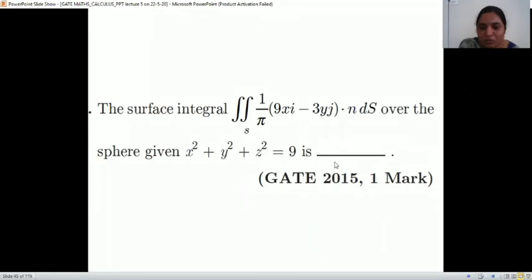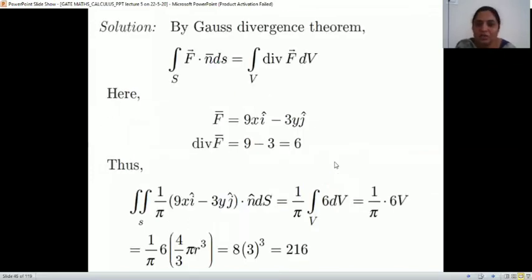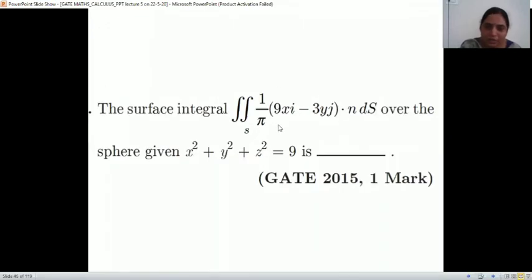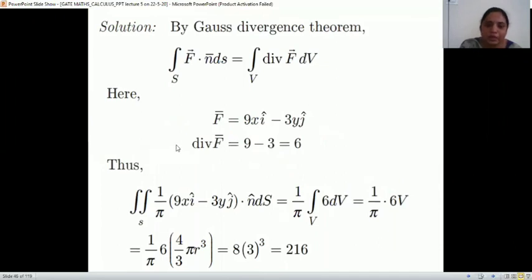We know the volume of a sphere, so we have to connect double integration with triple integration by using Gauss divergence theorem. We know the surface integral, double integral f bar dot n cap ds is triple integration del dot f bar dv, right? So we have f bar, consider this as f bar, 9x i bar minus 3y j bar. So we find del dot f, divergence of f. So it is 9 minus 3, that is 6.